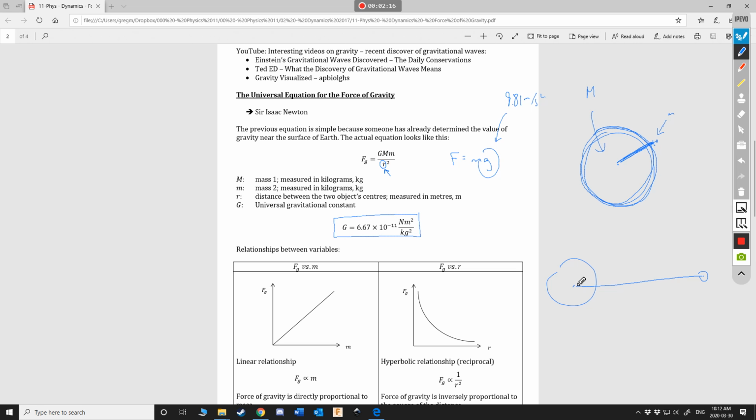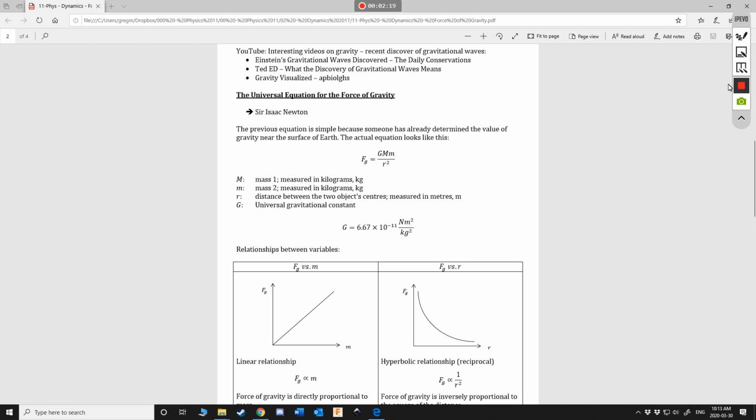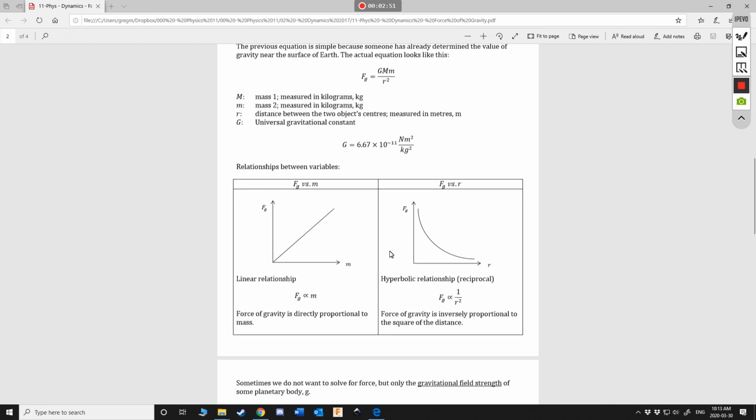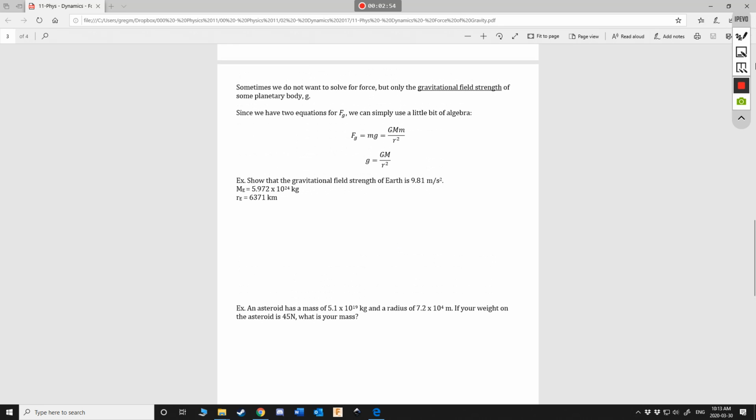Okay. These two graphs basically show us the relationship between force and mass. What we can see is a linear relationship for mass. As mass gets bigger, force will just get bigger linearly. So you can write it as force of gravity is proportional to mass. However, because we are dividing by r squared, as r gets bigger and bigger, force of gravity gets smaller and smaller. So we get what's called a reciprocal relationship, also known as inversely proportional to the square of the distance. Next we'll do some calculations with you.